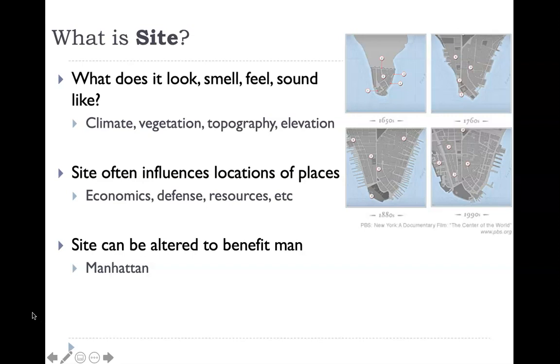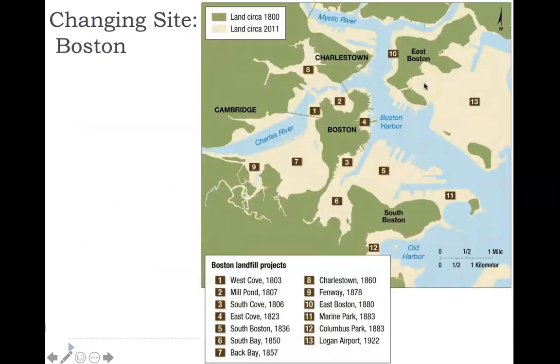The book uses Manhattan as a good example of that. Manhattan used to look like this in 1650. It looks like this in the 1990s. This is extremely difficult to do, but it can be done, right? You can bulldoze mountains or blow them up. You can add to places where the real estate is very expensive, right?